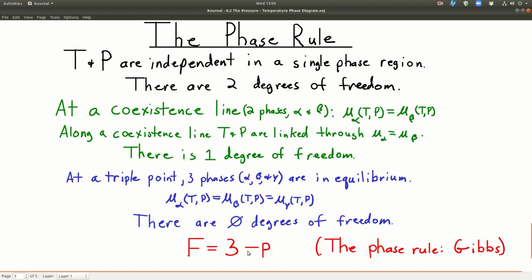And so that's where Gibbs has his phase rule, that the number F, the number of degrees of freedom, like 0, 1, 2, or 3, is equal to just 3 minus P, which is the number of phases. So in a single phase region, 2 degrees of freedom is equal to 3 minus 1 phase. And he shows later that the degrees of freedom can never be negative. So what that ends up showing is that the most number of phases that there can be in equilibrium with each other is 3.